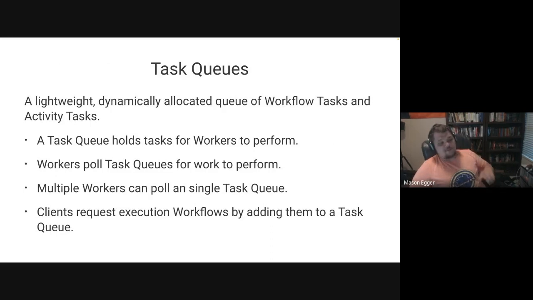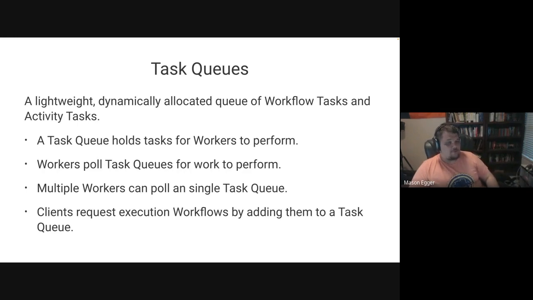Okay, so within the concept of Temporal, there are also task queues. Very similar to what you would expect a task queue to be. It's a lightweight, dynamically allocated queue for workflow tasks and activity tasks. A task queue holds the tasks for the worker to perform. A worker will constantly poll the task queue, saying, hey, do you have any work for me? Whenever an execution is requested from the Temporal cluster, it will be picked up by one of the workers and executed.